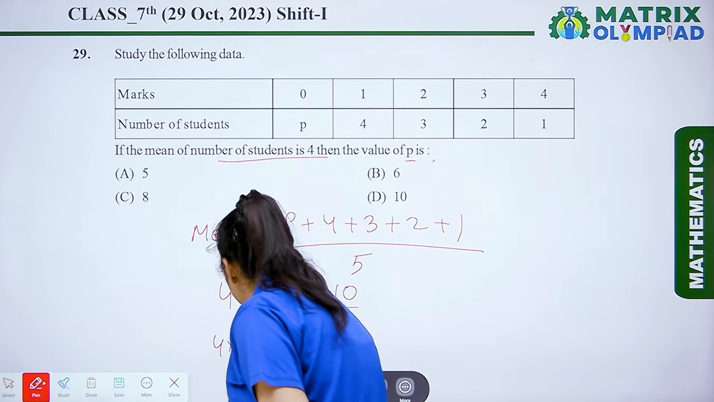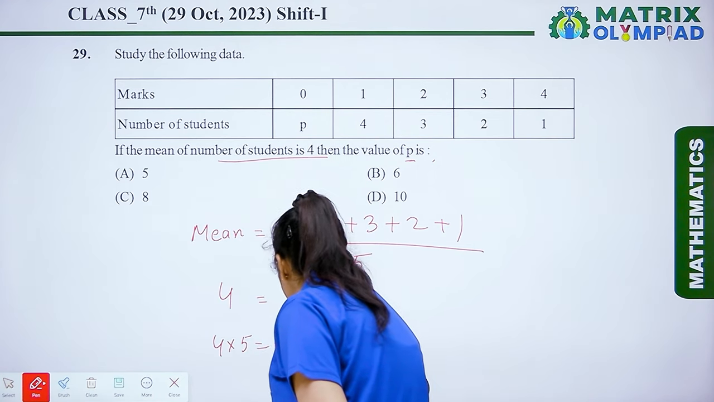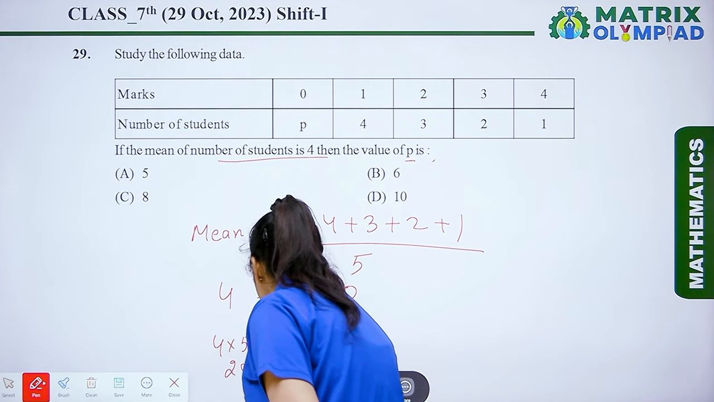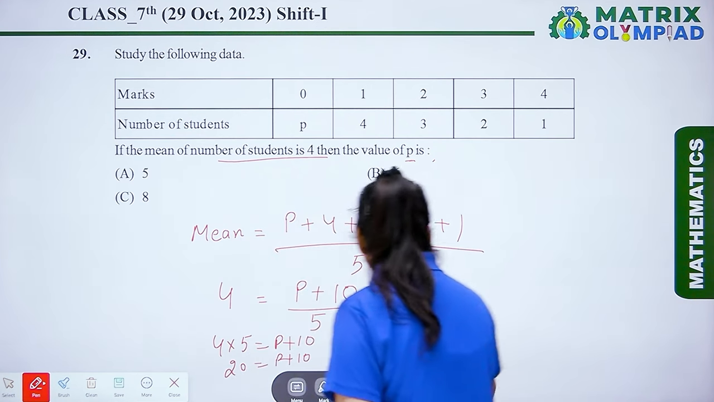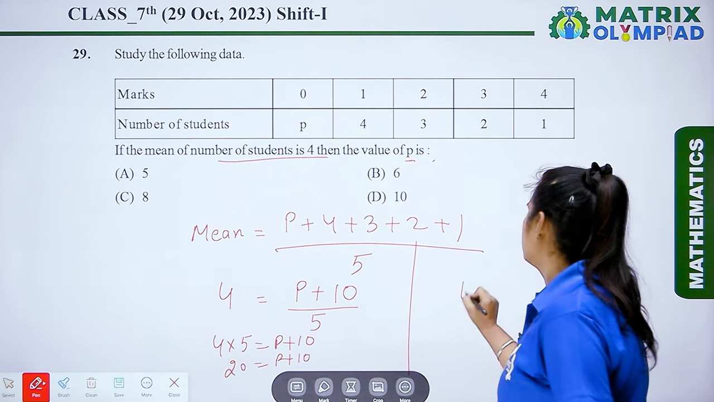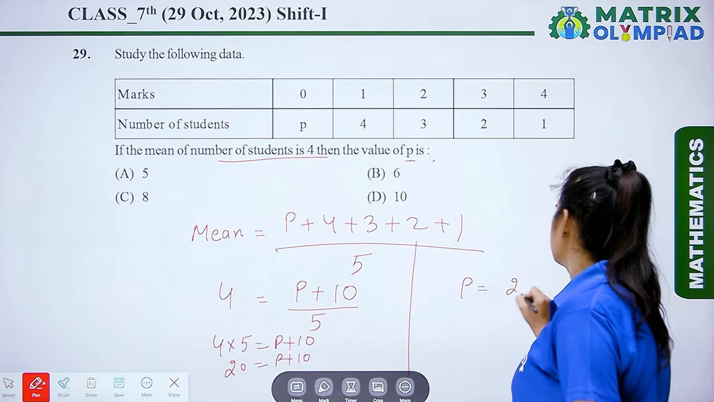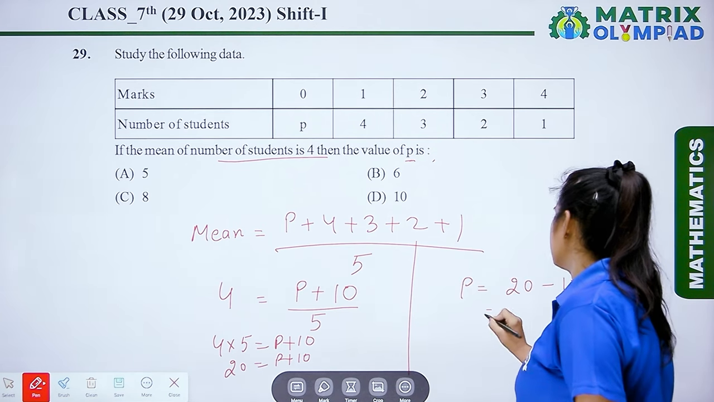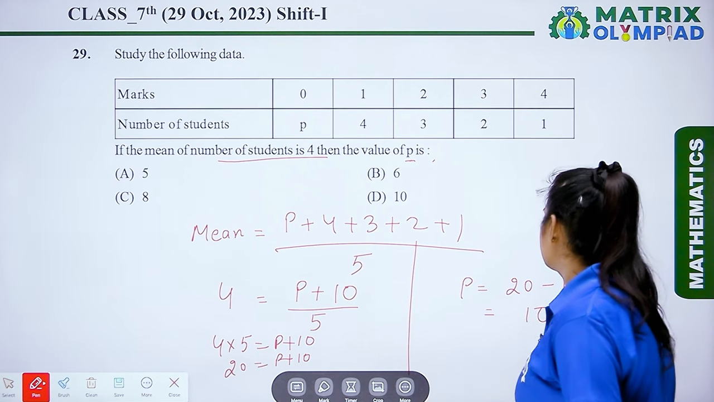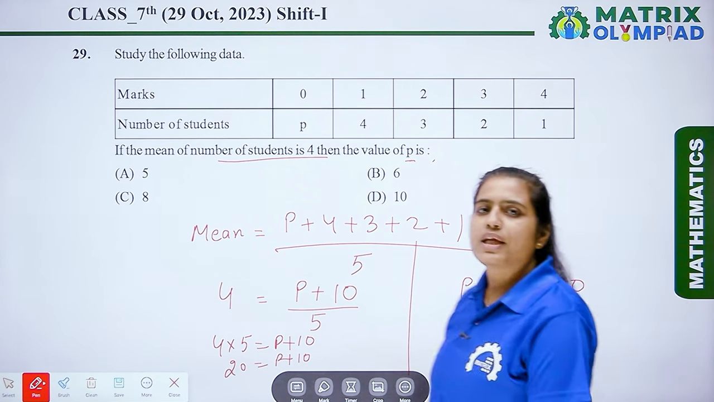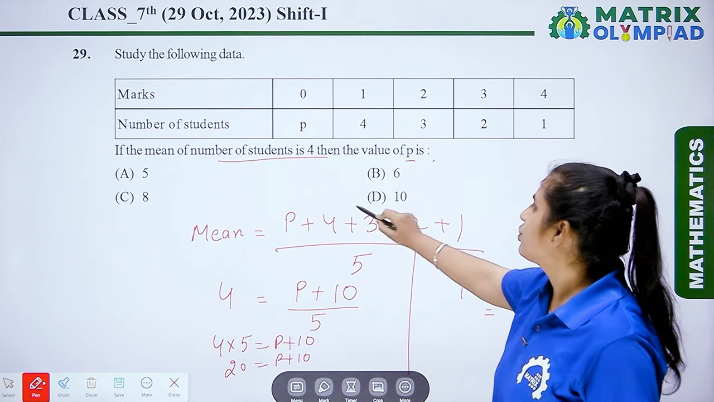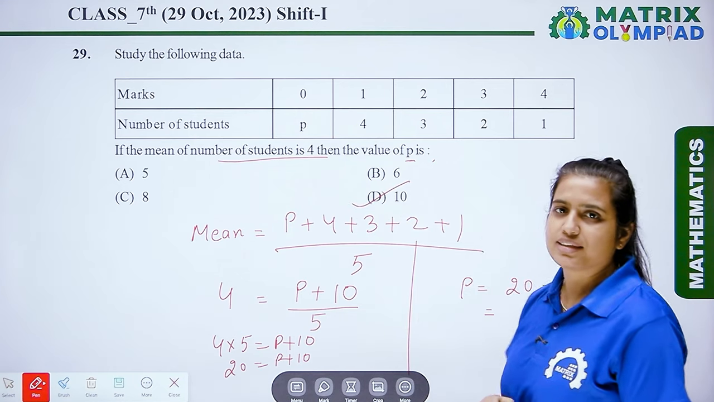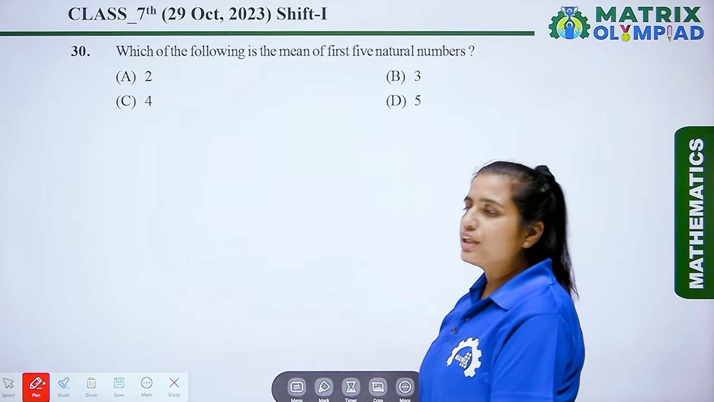4 multiplied by 5 is equal to P plus 10. So it is 20 equal to P plus 10. So value of P is 20 minus 10, that is equal to 10. So the value of P is 10. Here option D is the correct answer. Now the next question is question number 30.